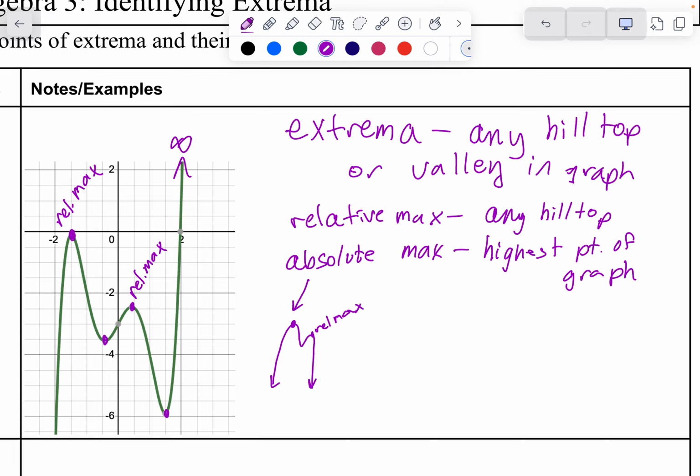So all hilltops are relative maxes. Some of them are absolute max if they're the highest point of the graph of all, okay? Does that kind of make sense, the difference in the language? Okay, it's just a language thing.